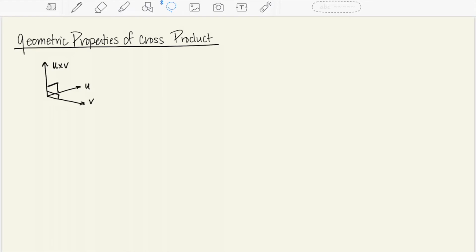Let's now review the geometric properties of the cross product. Most of these I'm going to assume you saw in your calculus class before this. The first is that u cross v is orthogonal to u and it's orthogonal to v. That's what we saw previously in the example. By construction, you have this orthogonality property.